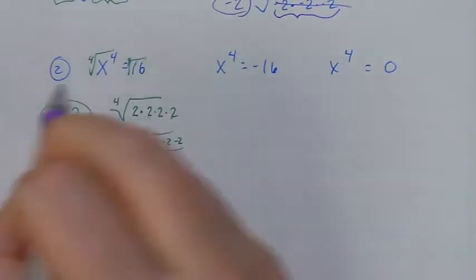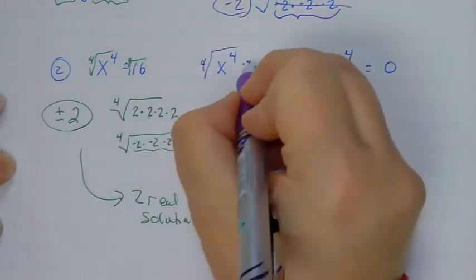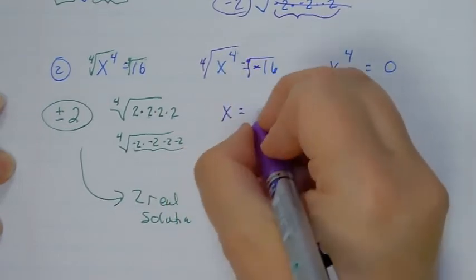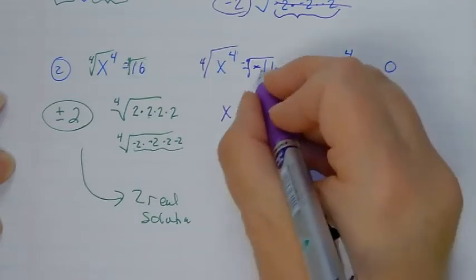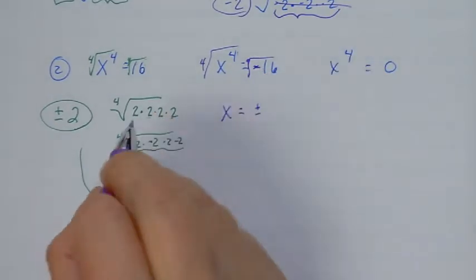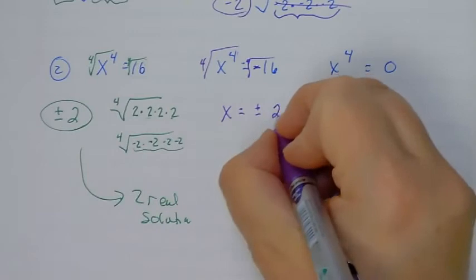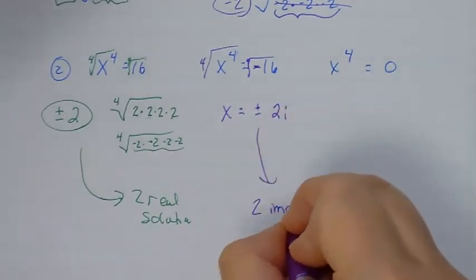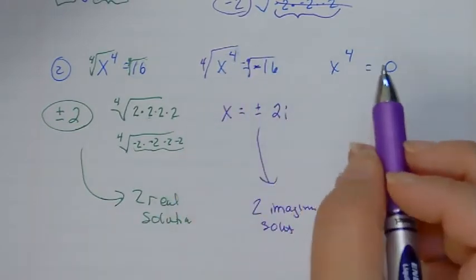What happens if it's a negative 16 here? I'm going to do the 4th root of both sides. So I have x equals, and we know that if this is even, I have to have plus or minus. And then you can't ever get a negative from the 4th root of 16, because these either have to all be positive or all be negative. So in this particular case, we would get 2i. So we have two imaginary solutions. That's because this is an even number.